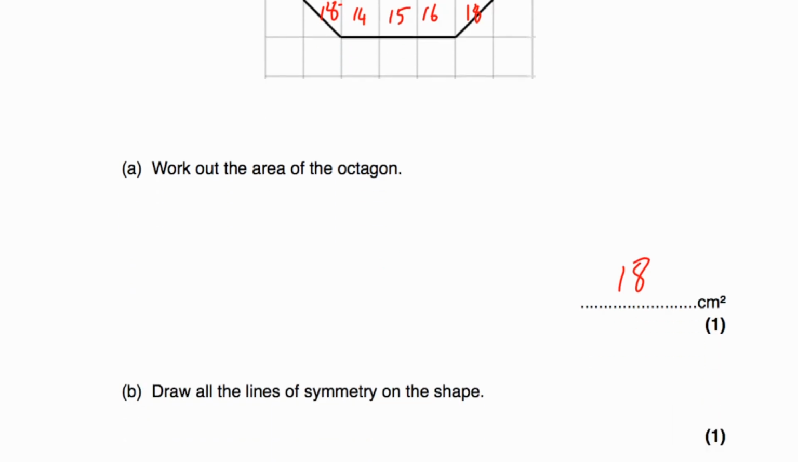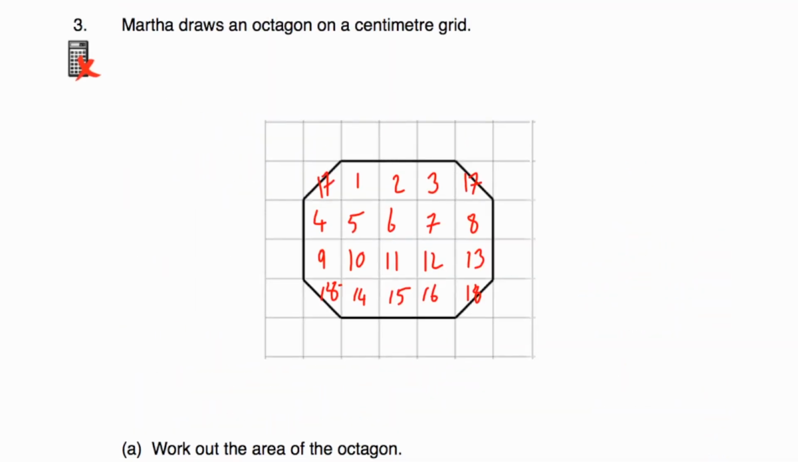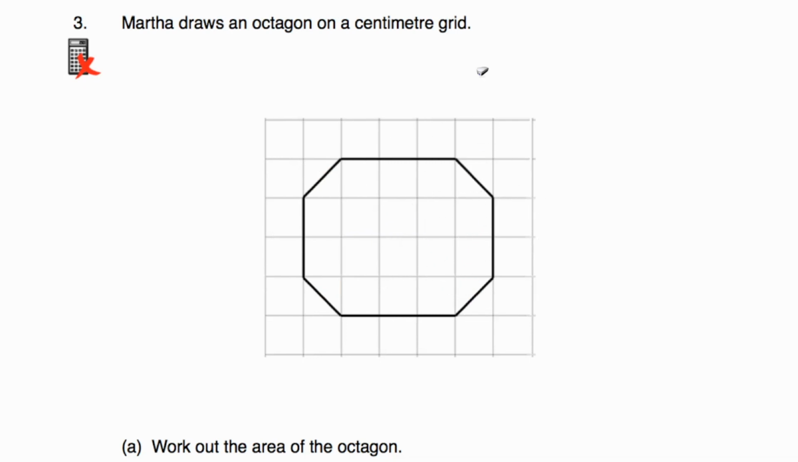And then if we look at part B, it says draw all the lines of symmetry on the shape. So let's go back up to our octagon, and we want to draw all the lines of symmetry on it. Now what I'm going to do is just rub out these numbers so we can see what we're doing. So we want to draw all the lines of symmetry on the shape.